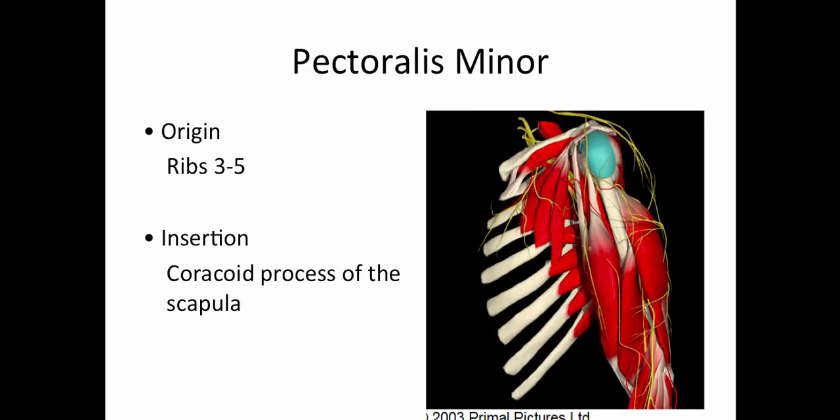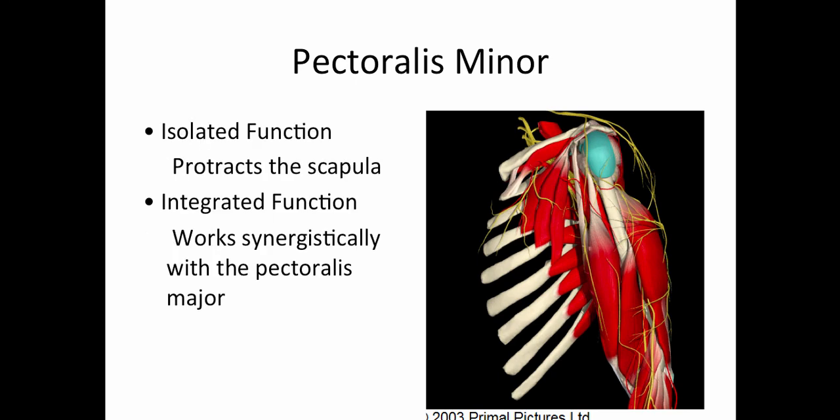The pec minor originates at ribs 3 to 5 and inserts on the coracoid process of the scapula. The isolated function of pec minor is that it protracts the scapula. Its integrated function is that it works synergistically with the pec major.